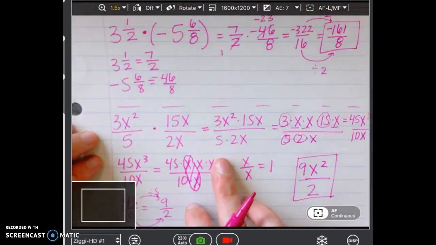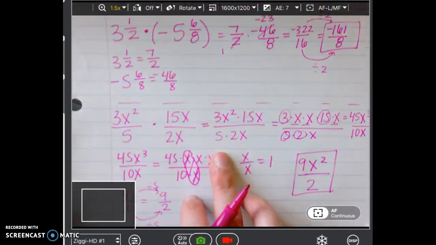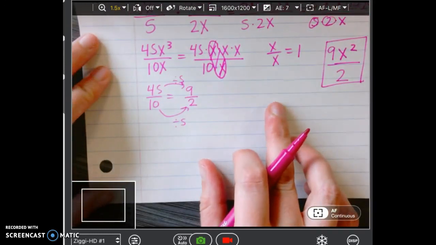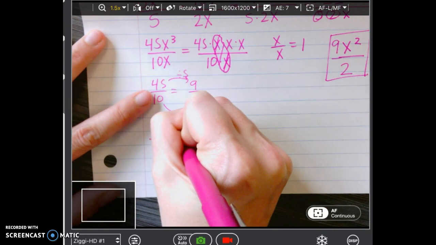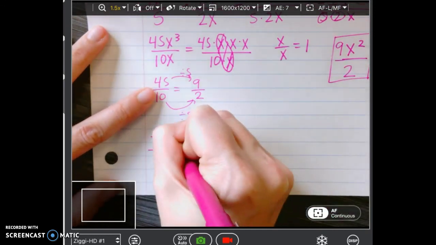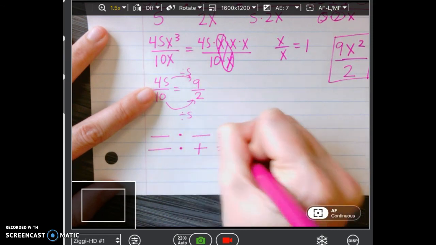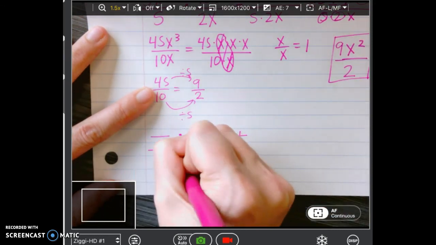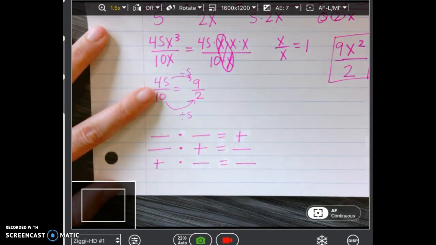And again, keep in mind that when we're multiplying, sometimes we'll have negatives, so keep in mind your integer rules when you're multiplying. A negative times a negative will equal a positive, a negative times a positive will equal a negative, and a positive times a negative will equal a negative.